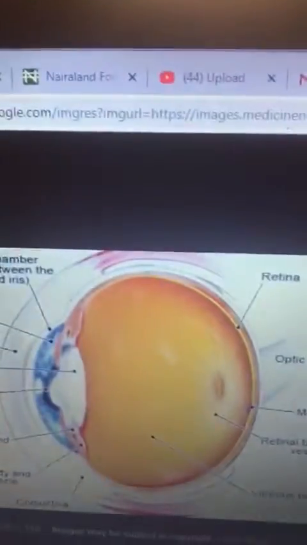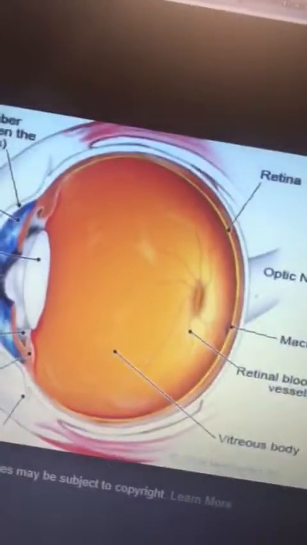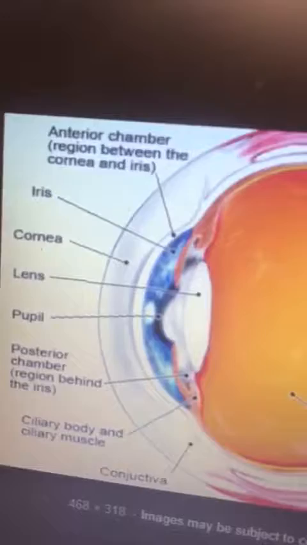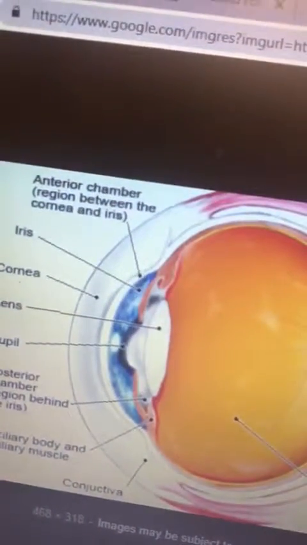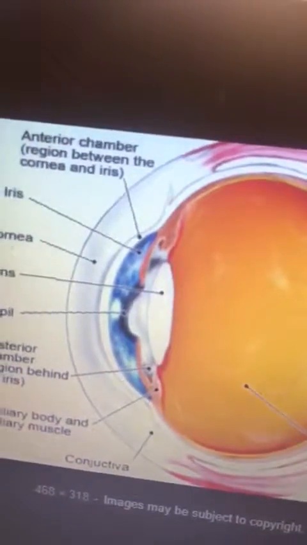So, in the anterior segment, there is the cornea, the iris, the pupil, the lens, the trabecular meshwork, the aqueous. And in the posterior segment, there is the vitreous, the retina, which is the rods and cones and the macula, and the retinal vasculature, and the optic nerve head.